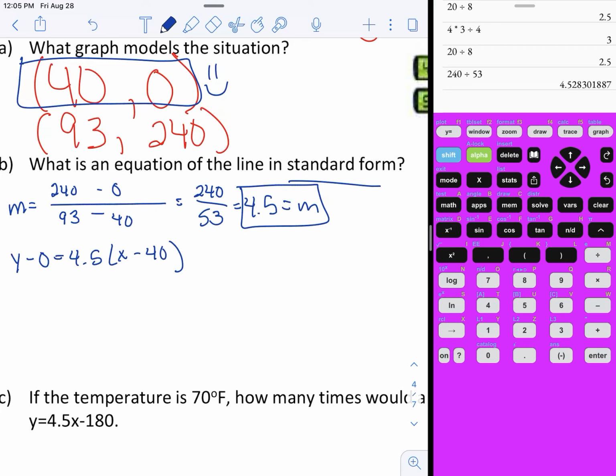You might be like, Miss Langeli, I thought you said we couldn't use decimals. Hey, on word problems, have at it. You use all the decimals you want on word problems, okay?